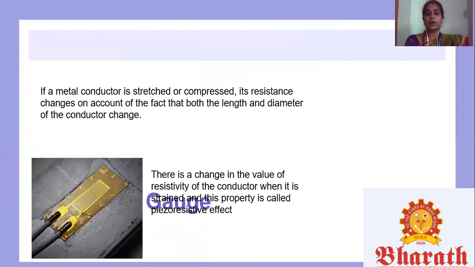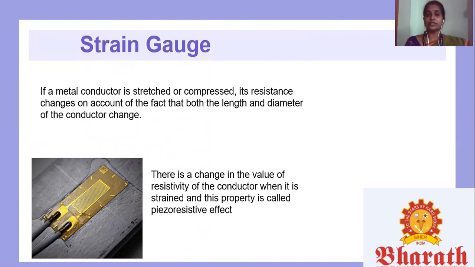Next, we can see the strain gauge. If a metal conductor is stretched or compressed, its resistance changes on account of the fact that both the length and diameter of the conductor change. Also, there is a change in the value of the resistivity of the conductor when it is strained, and the property is called the piezoresistive effect. Therefore, the resistance strain gauge is called a piezoresistive gauge.